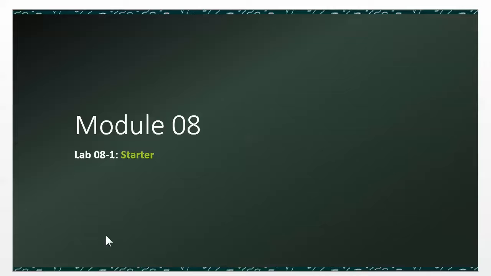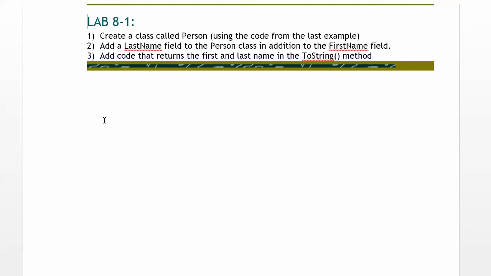In this video, I want to talk about starting Lab 8.1. In Lab 8.1, I want you to create a class called Person. You can just use the code I had in the last example as a starter. Then I want you to add a last name field to the Person class in addition to the first name field. And of course, I want you to add some code that will add on to the toString method so that it shows both the first and last name.